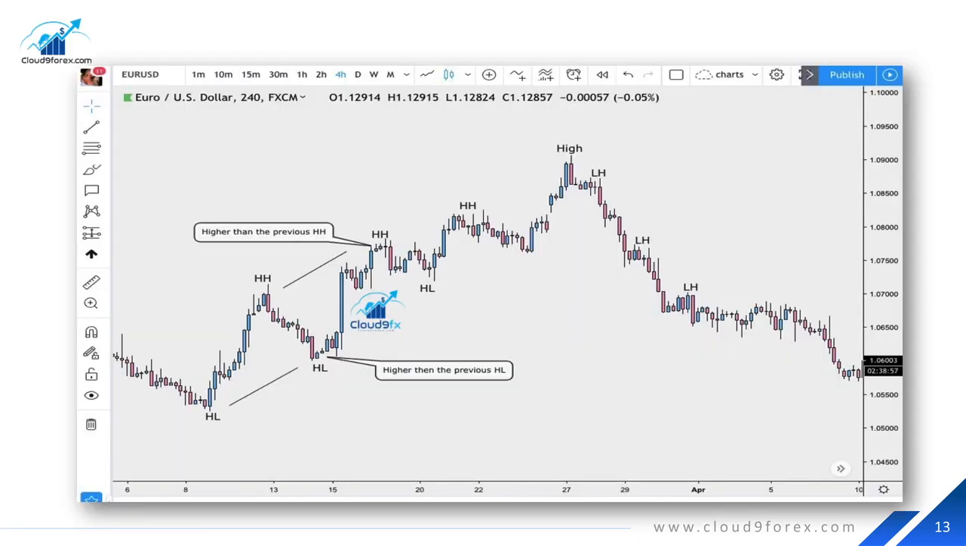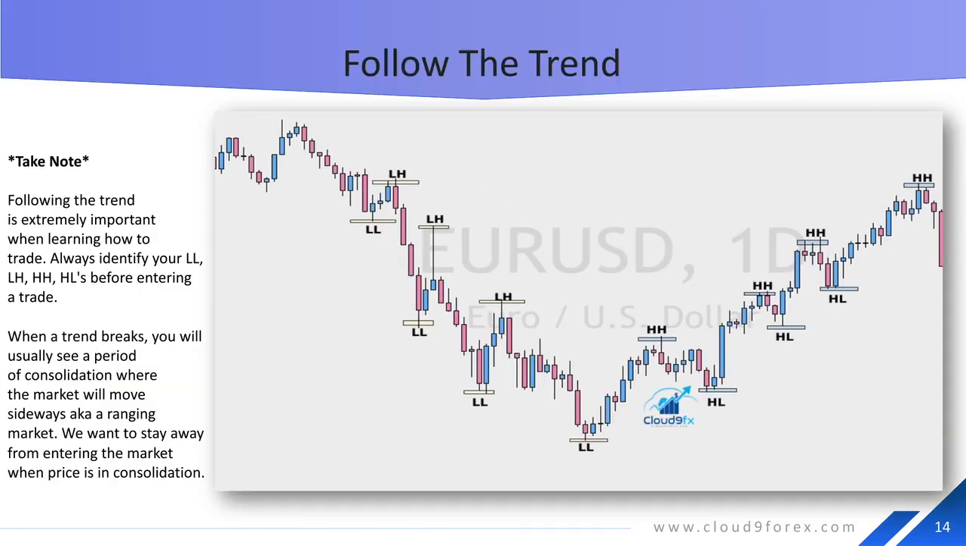This is on EUR/USD 4 hour. Like I said, higher than the previous higher high. They have to be higher in order for it to be a trending uptrend. Follow the trend. Following the trend is extremely important when learning how to trade. Always identify your lower lows, lower highs, higher lows before entering a trade. When a trend breaks, you will usually see a period of consolidation, which is what we just went over, and we want to stay away from entering the market when price is in consolidation mode.